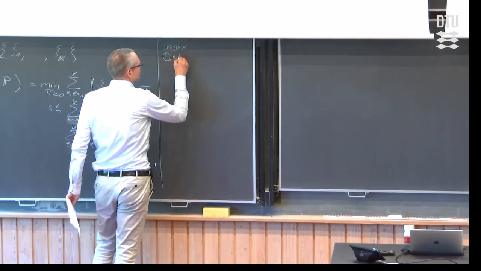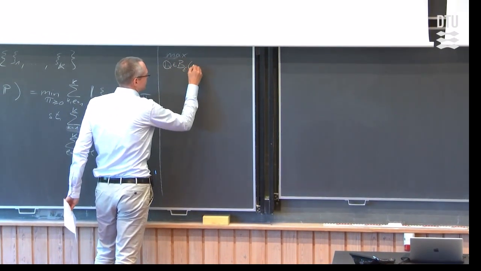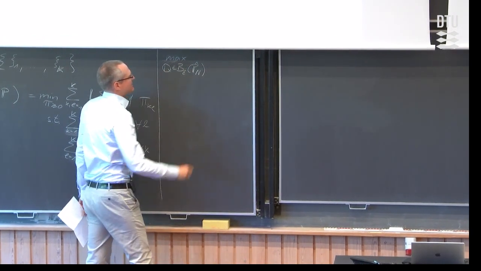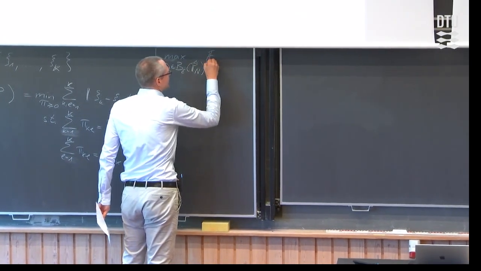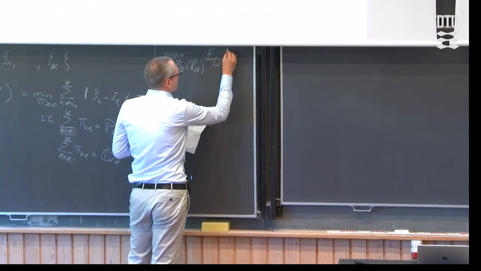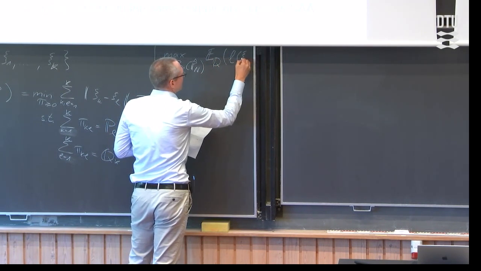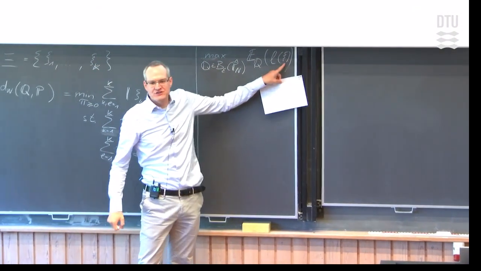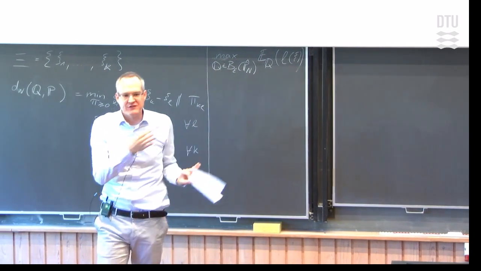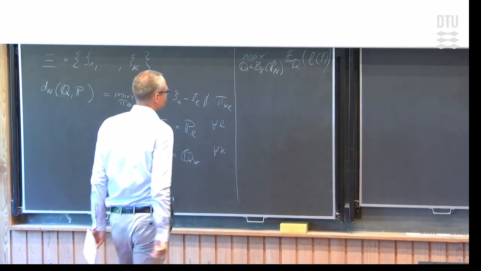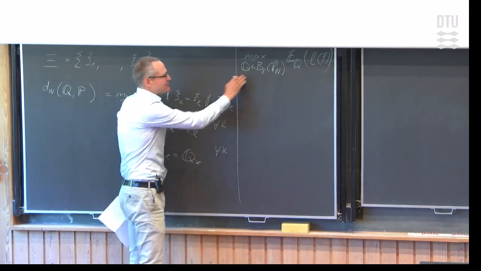So all distributions in a Wasserstein ball of radius epsilon around the empirical distribution P hat n. I maximize the expected value with respect to Q of a loss function that depends on psi. I drop the x because the x is fixed. You can think of it as being there, but let's just ignore it. We'll introduce it later again. So that's the problem I would like to solve.